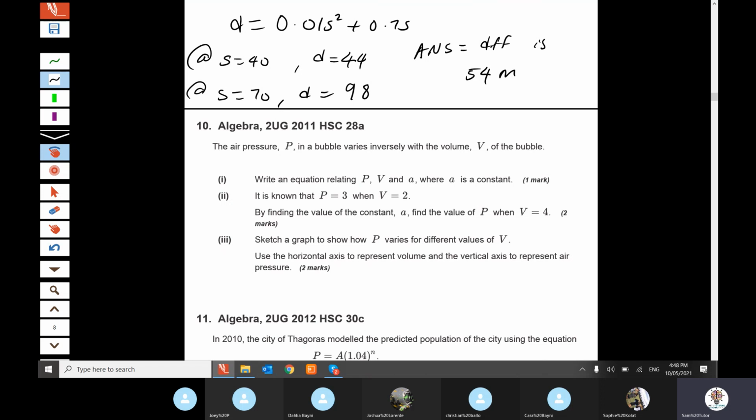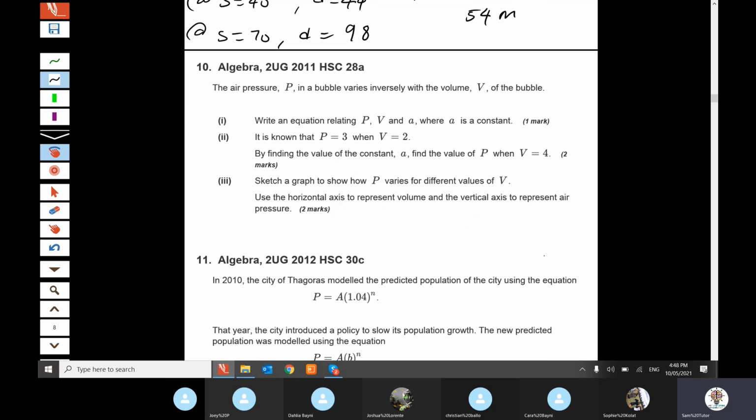Last one for me, and then we'll see if you guys feel comfortable, you can do a few. And if you're really comfortable, maybe we can go to school-based topics and then just get this done in the course of your week. Let's do it. Algebra 2, Unit 2011, HSC, question 28A.